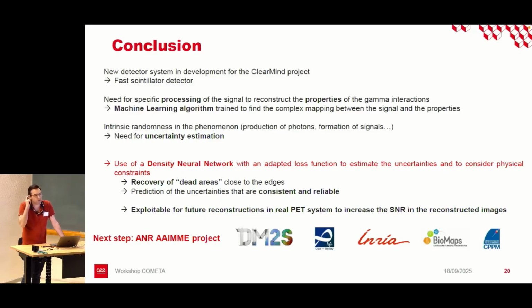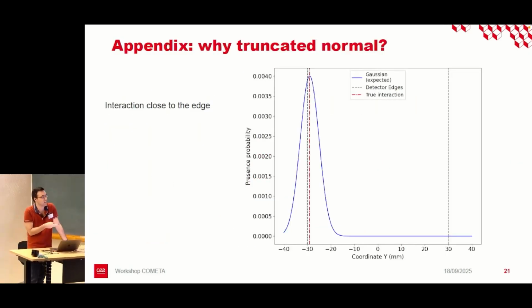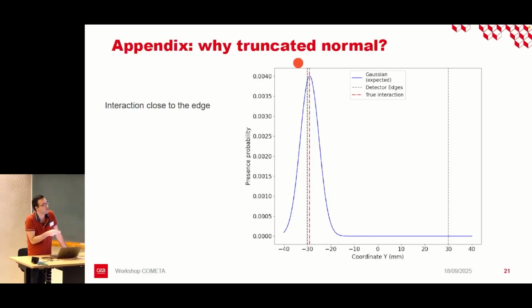Yes, actually, we also tried the classical Gaussian without the truncation, and we had the problem on the edges. The neural network didn't want to predict something close to the edges. I can show you a small scheme of this. We know that an interaction cannot occur outside the detector. Here, the limits of the detector are in black.